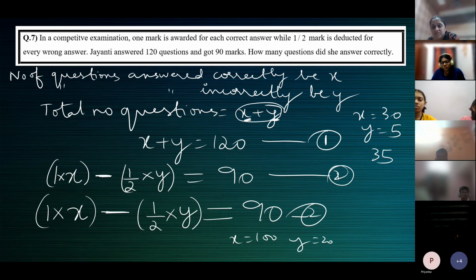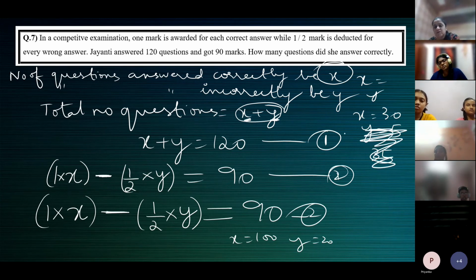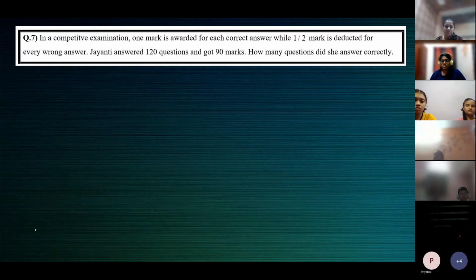Okay, I'm sorry. You should answer how many questions she answered correctly. Answered correctly is x. So you should find the value of x. You don't even have to find y. How many questions did she answer correctly? Correctly is x. So find the value of x and leave it. You'll have to solve the two equations and find the value of x.